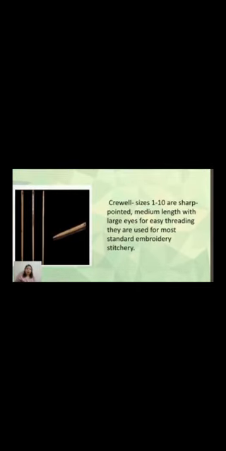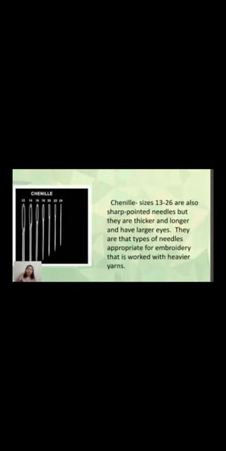Here are examples of needles that can be used in embroidery. Number 1 is the crewel. Crewel has sizes 1 to 10, is sharp-pointed, of medium length, with a large eye for easy threading. They are used for most standard embroidery stitchery. Chenille. Chenille sizes 13 to 26 are also sharp-pointed needles, but they are thicker and longer and have larger eyes. They are the type of needles appropriate for embroidery that is worked with heavier yarns.